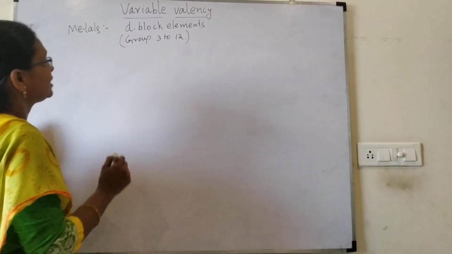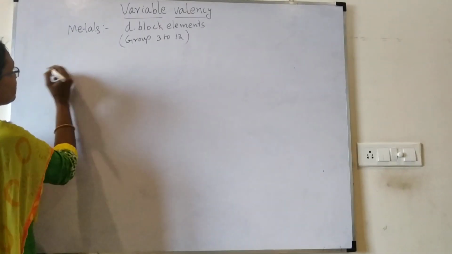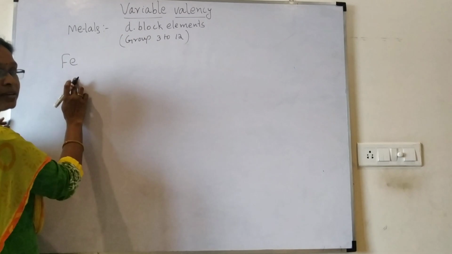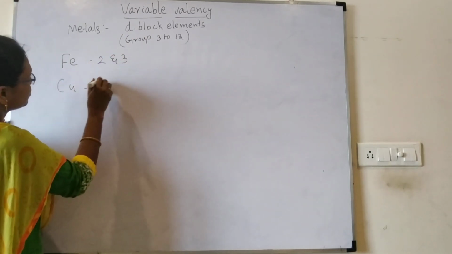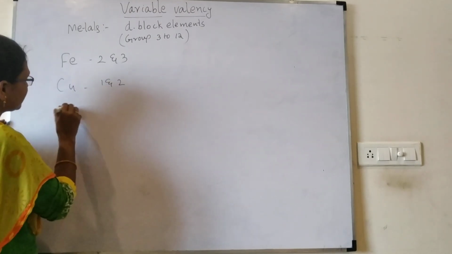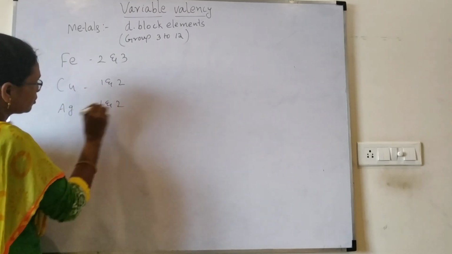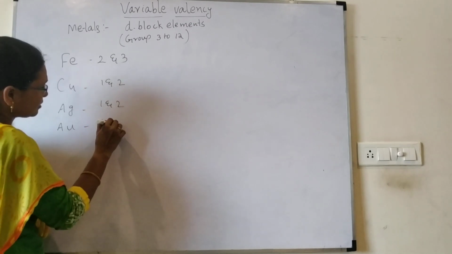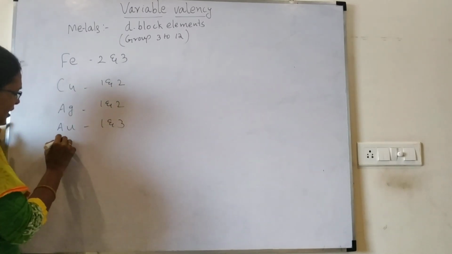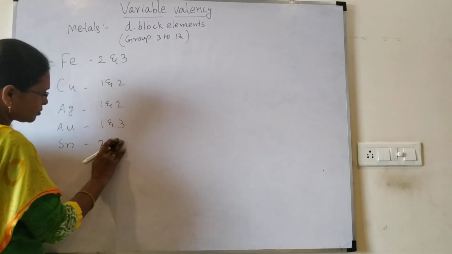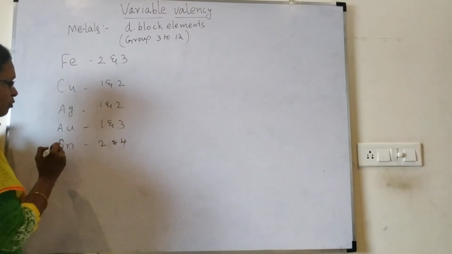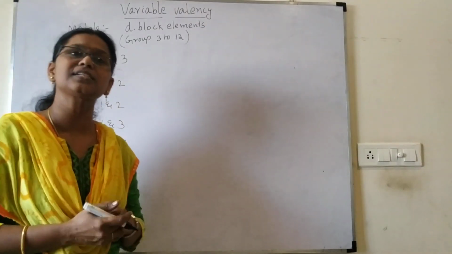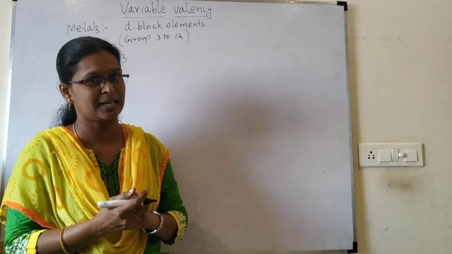So now here, D block elements you take, for example, iron. Iron has a variable valency 2 and 3. Copper 1 and 2. Silver 1 and 2. Gold 1 and 3. And even tin 2 and 4. So here what we discussed about the valency is the combining capacity of an element, right?